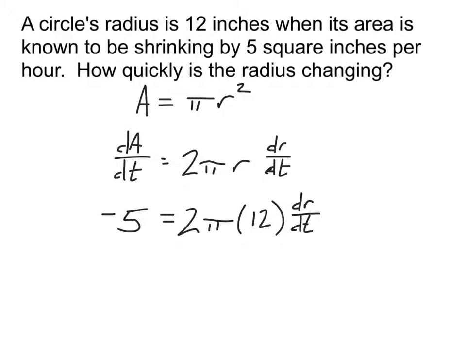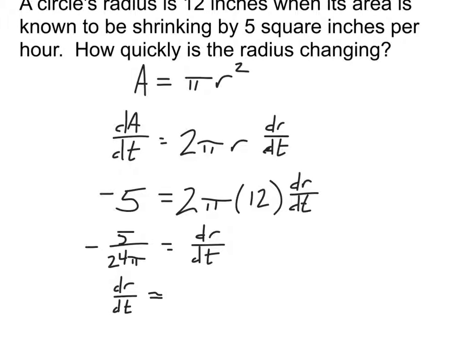-5 equals 24 pi times dr over dt. So I end up dividing both sides by 24 pi to get dr over dt. So dr over dt equals -5 over 24 pi, and so we end up getting that dr over dt is about, because of course we're going to have to do some rounding if I actually calculate with the pi in there. Yes, you can choose to leave it like this as well, because I didn't specify. But I'm going to go ahead and round it off. I get about, oops, forgot the negative sign, -0.066.